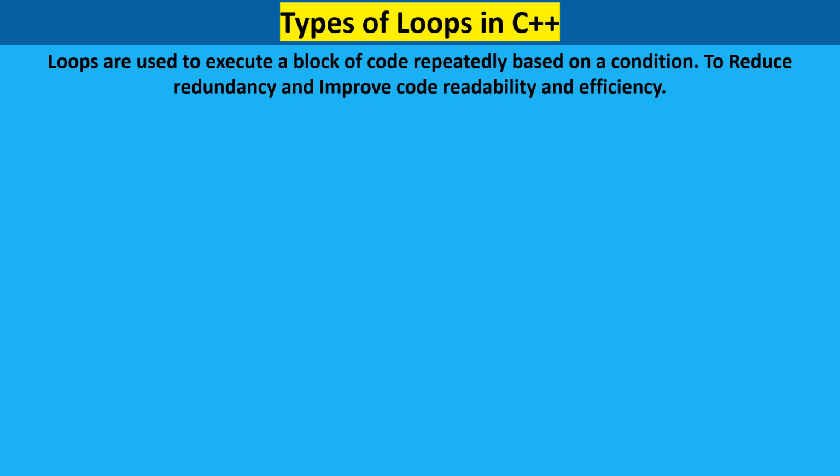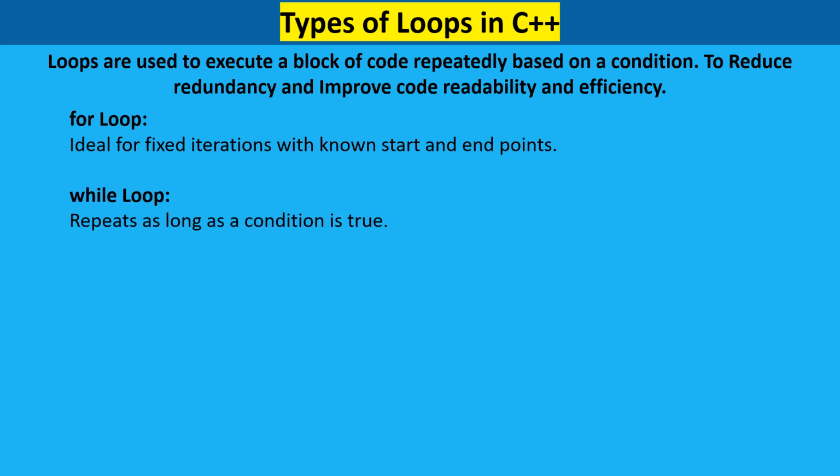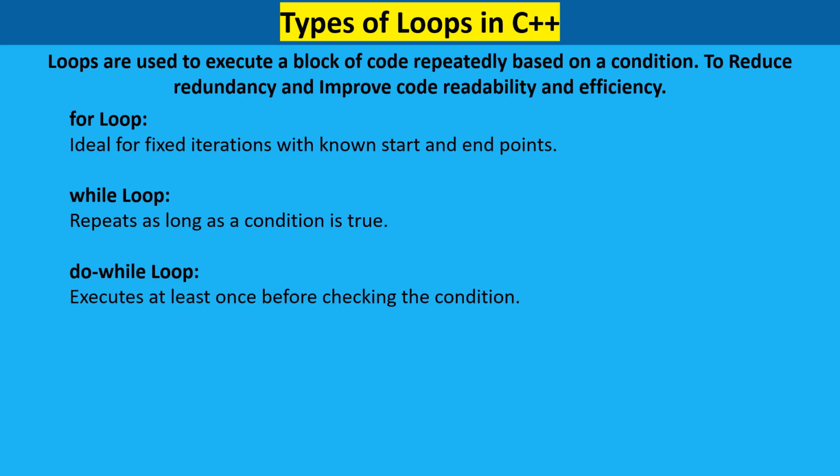Types of loops in C++. Loops are used to execute a block of code repeatedly based on a condition to reduce redundancy and improve code readability and efficiency. For loop: use for known iteration, iterating over arrays. Ideal for fixed iteration with known start and end points. While loops: use while for unknown repetition, reading input until valid; repeats as long as the condition is true. Do-while: use do-while for mandatory execution. Menu-driven programs execute at least once before checking the condition. Nested loops: loops inside loops for complex operations.